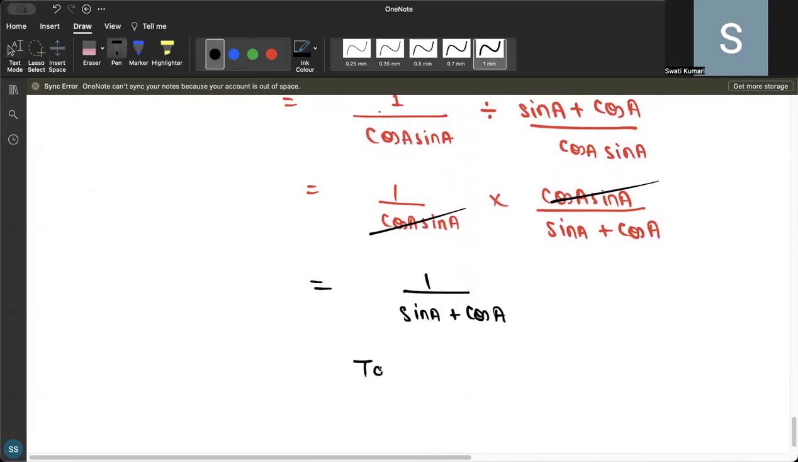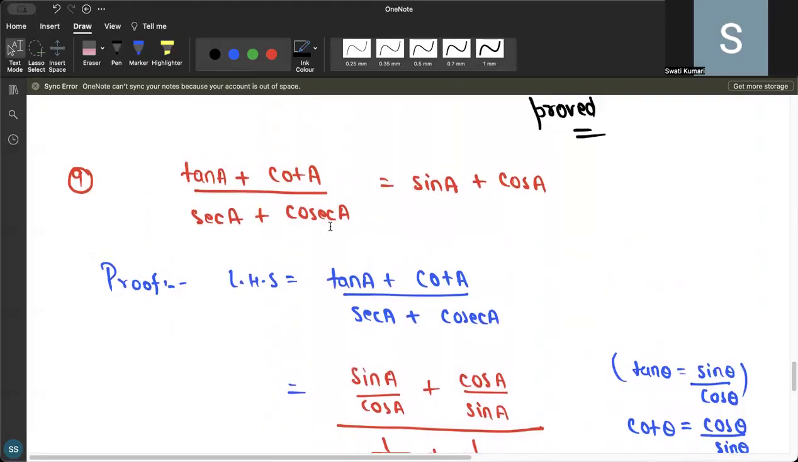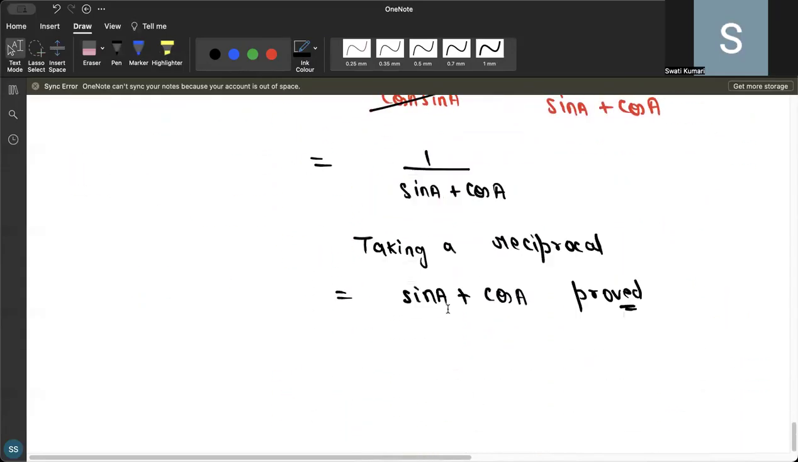So you can write down taking a reciprocal. I know that this is a little weird, but yes, there is no other option. Taking a reciprocal, the reciprocal of 1 upon sin A plus cos A will become sin A plus cos A. And this is our RHS, hence proved. Otherwise, actually, they should have given here tan A plus cot A upon sec A plus cosec A as 1 upon sin A plus cos A. I'll consider this. I'm just a bit skeptical about it, but I'm going to check it.